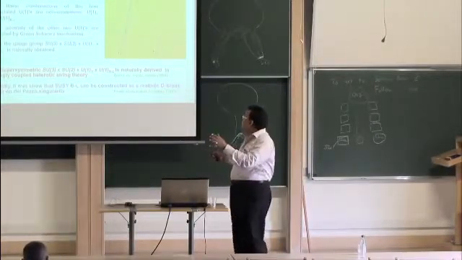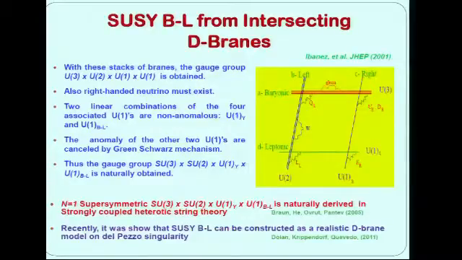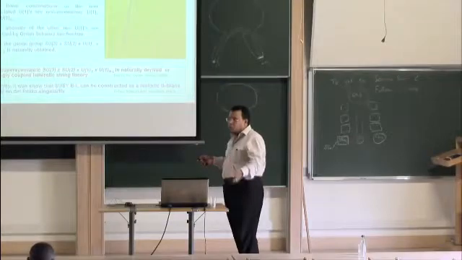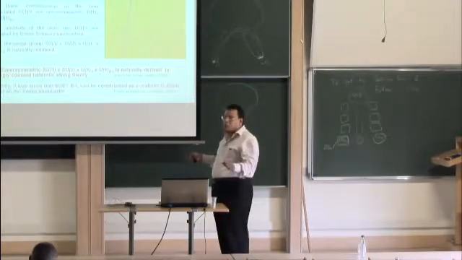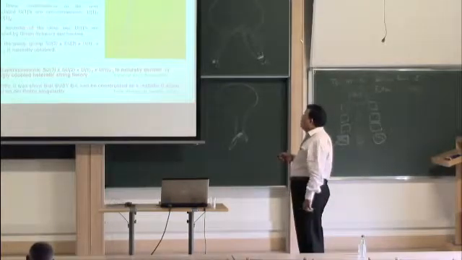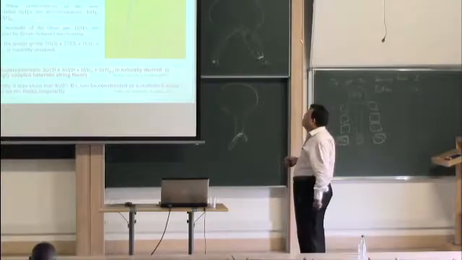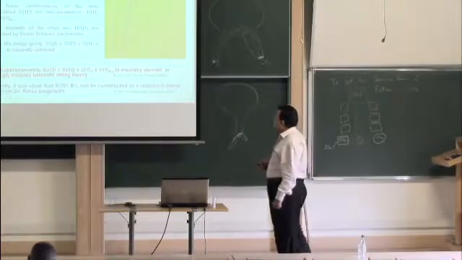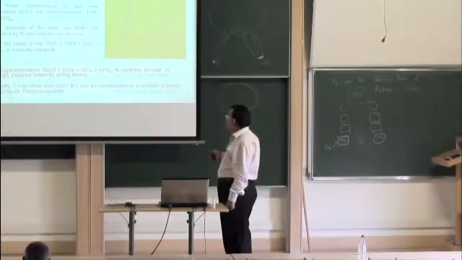Then you have 4 extra U(1)s, because U(3) is isomorphic to SU(3) cross U(1). In fact, 2 of these 4 associated U(1)s are non-anomalous, and they are exactly the hypercharge U(1) and the B minus L U(1). So the B minus L extension of the standard model is also motivated from D-brane construction.